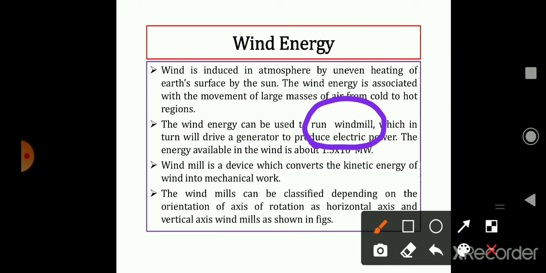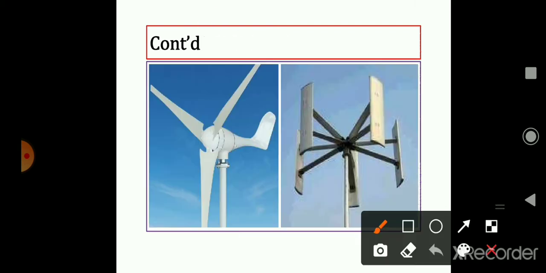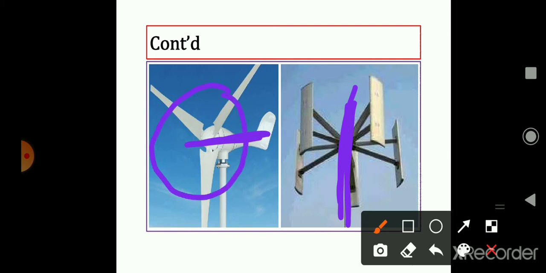According to the wind direction, windmills can be classified into two types: one is horizontal type, another is vertical type. Let us see the diagrams, then you can easily understand. This is the horizontal, this is the vertical. In the horizontal windmill the turbine rotates in this fashion, whereas in the vertical type windmill the blades rotate in this fashion.